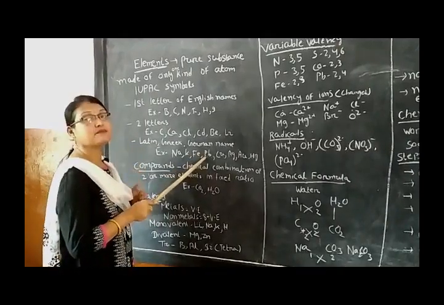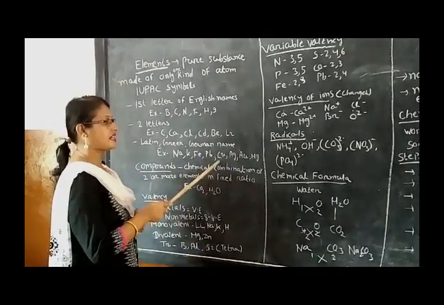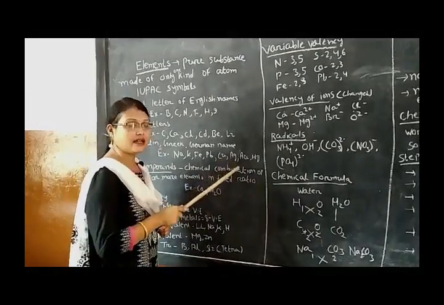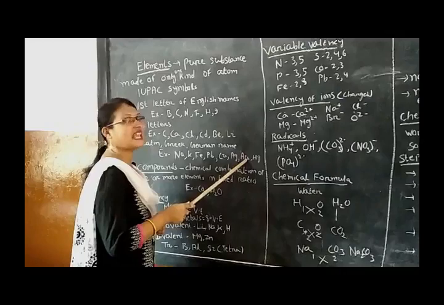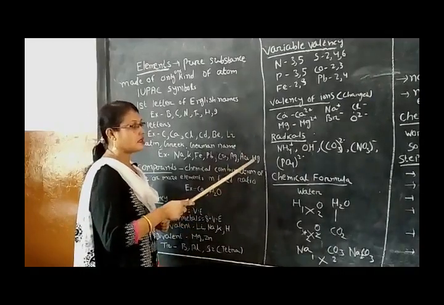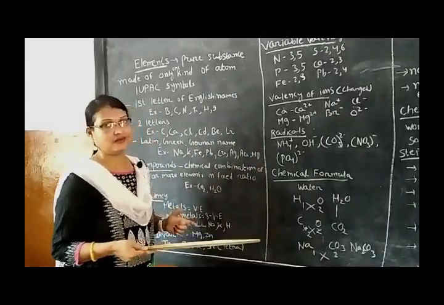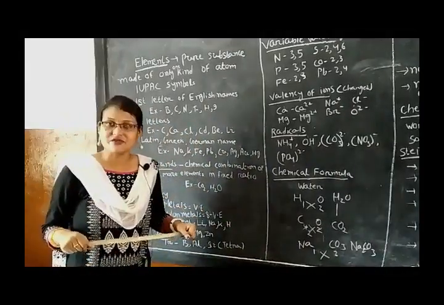For lead, it is plumbum, Pb. For copper, it is cuprum, Cu. For silver, it is argentum, Ag. For gold, it is aurum, Au. And this is mercury. Mercury is hydrargyrum, Hg. So, this is the third classification.